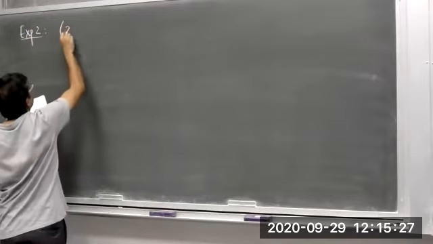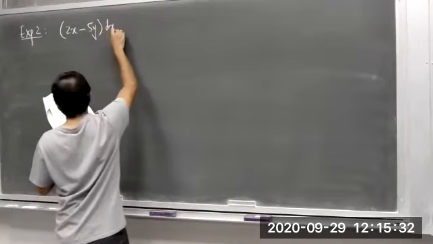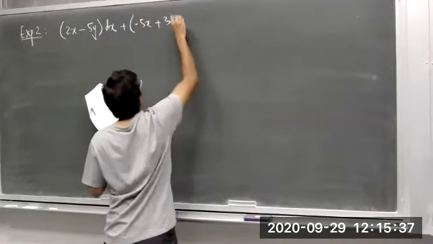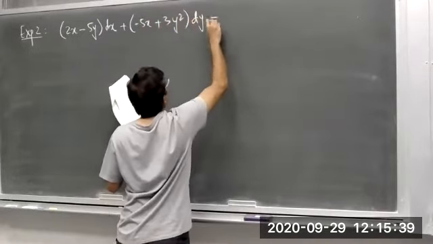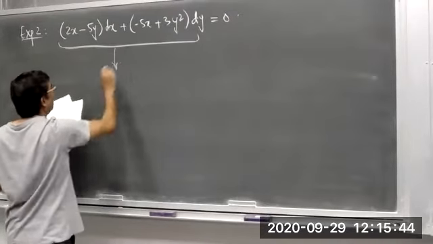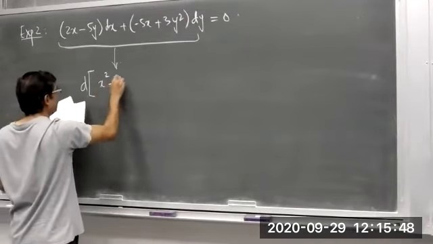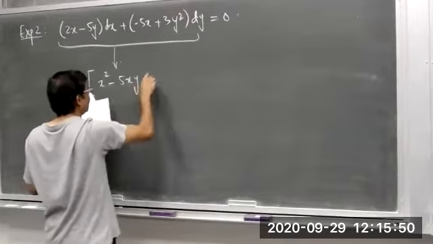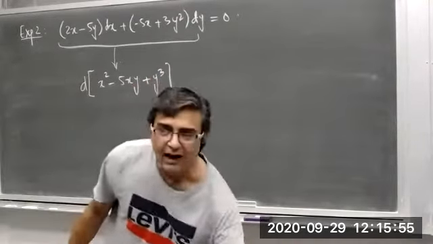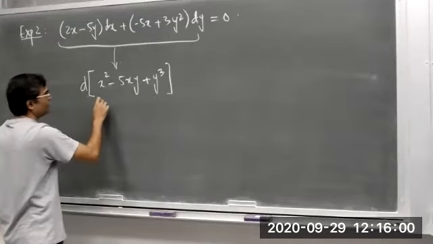If we have an equation of this kind, (2x minus 5y) dx plus (minus 5x plus 3y squared) dy equal to 0. Now, can we write this left hand side equal to the differential of what? x squared minus 5xy plus y cubed. Okay. Now, there exists a function, this thing. What is this? This is your f of x, y.